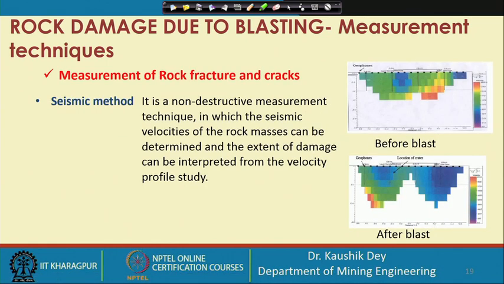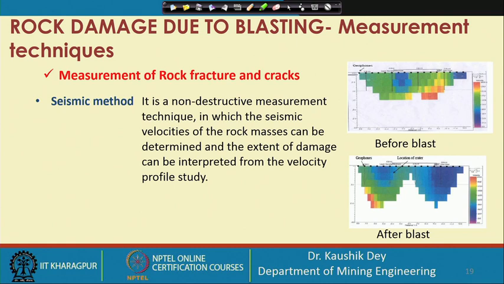However, these over excavation measurements are applicable for over break and under break only, but for the cracked zone there are basically two tools commonly used. One is seismic methods, where seismic profiling of the pre blast and post blast is carried out, and if it is observed that the seismic velocity of the rock has decreased significantly, it is considered that cracks are generated in the remaining rock mass. So, it can be considered like that.